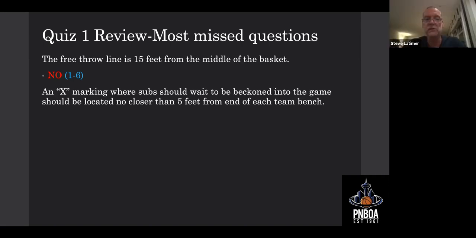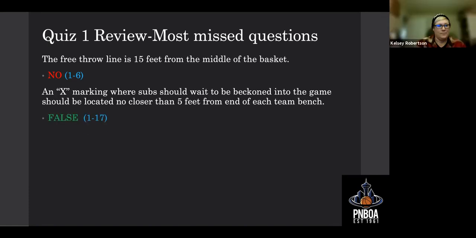So what's the X used for? It should be in the center. Where is it actually supposed to be specifically? It says in the rule book where it should be. In front of the score table. In front of the scorer, right? So they basically want to give the subs a clue as to where they should go to tell the scorer that they're reporting into the game.